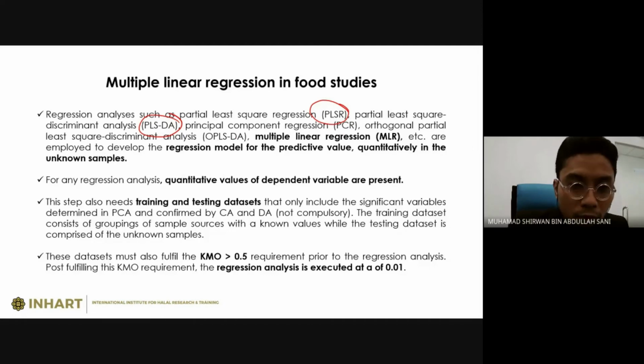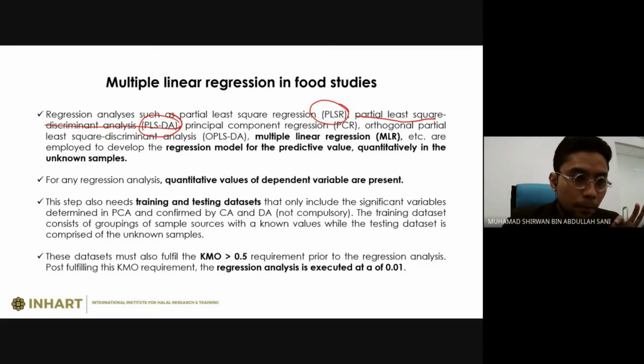Oh, wait, let me correct this. This one you have to delete. Partial least square discriminant analysis is actually not belonging to linear regression. So we have to remove it. This is related to discriminant analysis. I'm sorry, I have to remove this one.